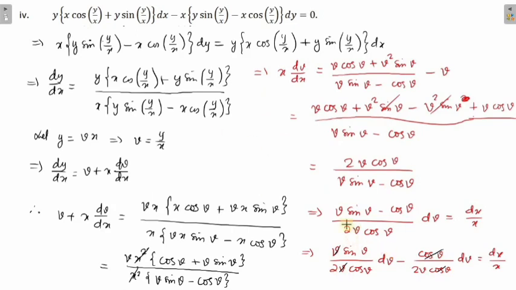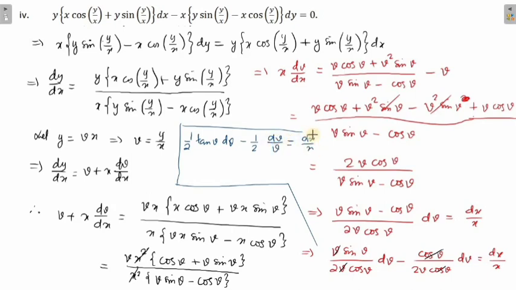When you simplify this, let me write it here. Sin v by cos v is tan v, right? So it becomes half tan v dv, I'm sorry, there's a minus, so this becomes 1 by 2 dv by v is equal to dx by x. So that much I have done.